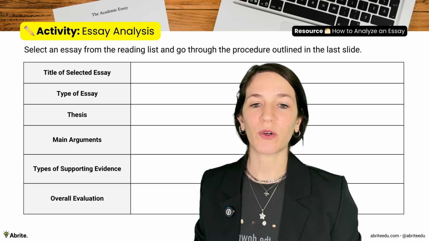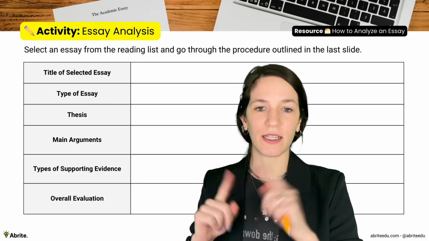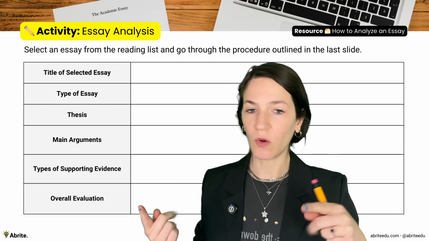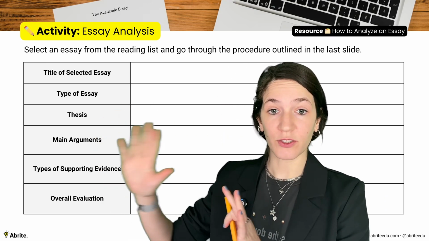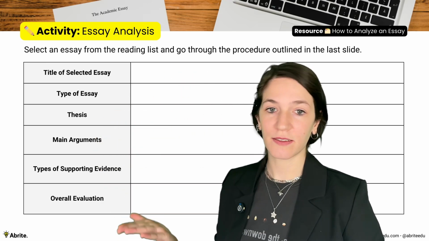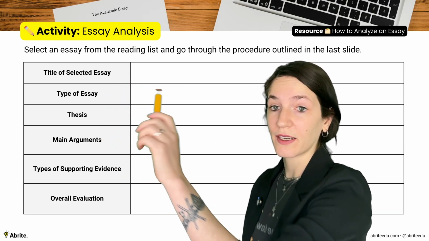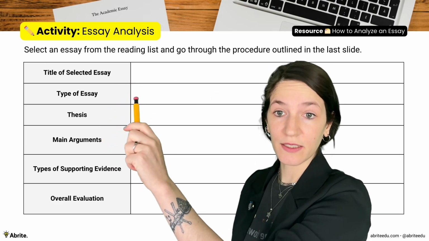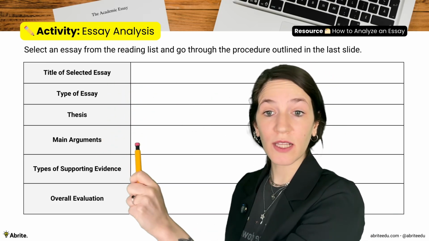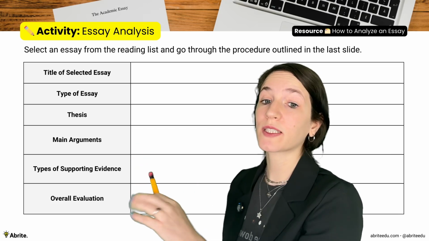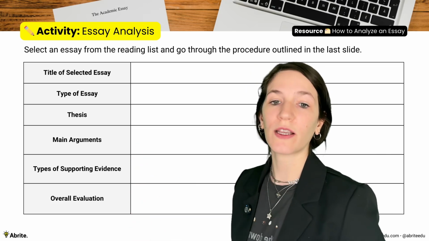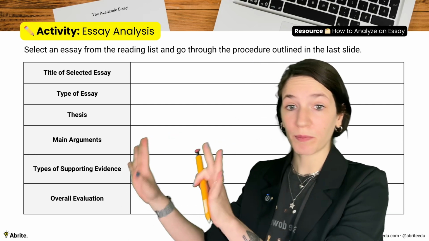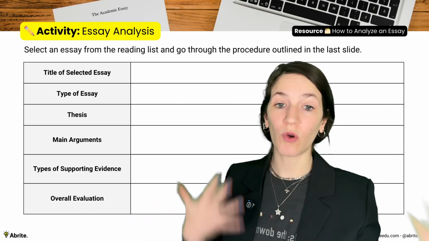For this activity, I want you to choose one of the essays in our Essays for Exploration reading list below, or any essay that you're interested in reading, and then follow the steps that I just explained and complete this table. Find the title of your essay, decide what type of essay it is, find the thesis statement, outline the main arguments, decide what types of supporting evidence the author is using for their arguments, and give your overall evaluation. Whenever you're ready, you can pause, complete the activity, and then we'll go over an answer together.